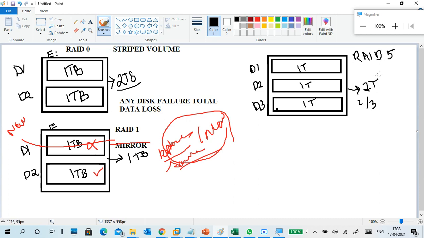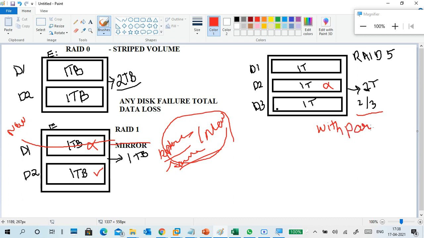What is the use of this RAID 5? It is also a single disk failure. If any one of the disks fails, for example this disk, still no problem, we can access the data. Next, we get 2/3 of the total size here. Second, it is single disk failure with parity.